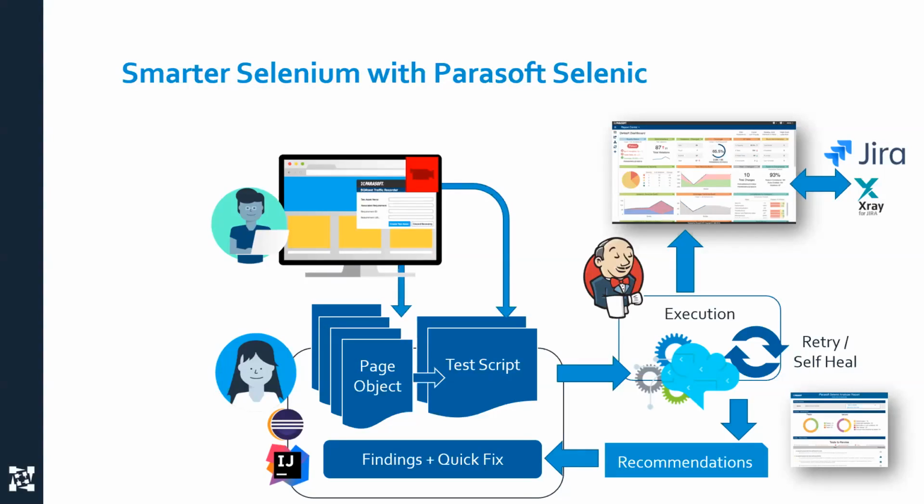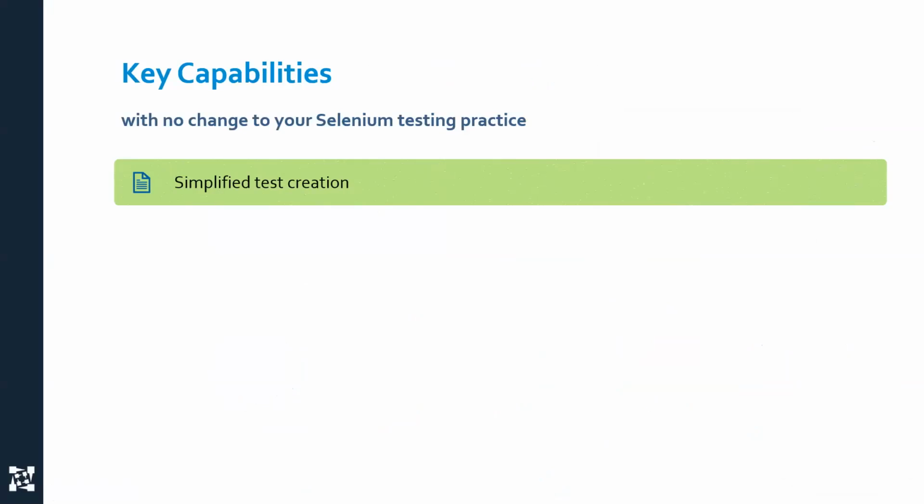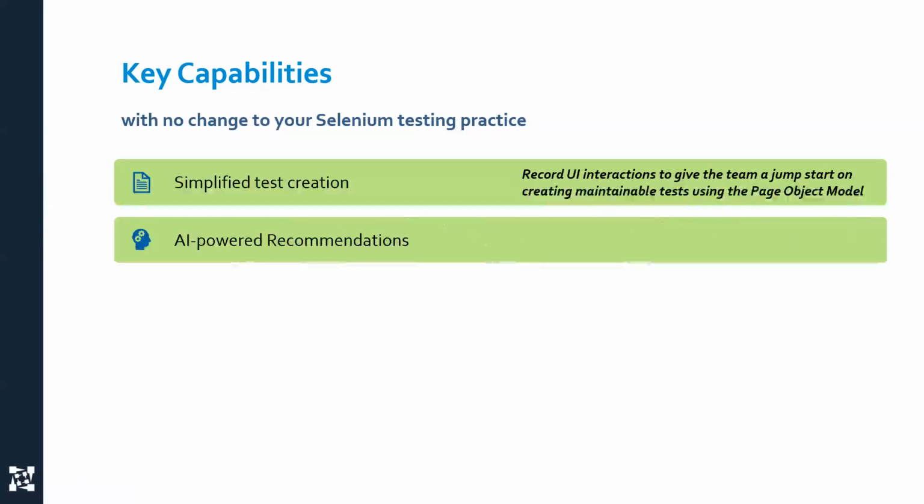So the key elements within Parasoft Selenic, there are 5 key things to focus on. First, simplified test creation. This is where, as I mentioned, we're using the page object model. There's no vendor lock-in associated with it, and it's designed to plug right into your CI process. Then we're able to provide AI-driven recommendations to give feedback to the power users as to how to maintain or update and fix the tests.